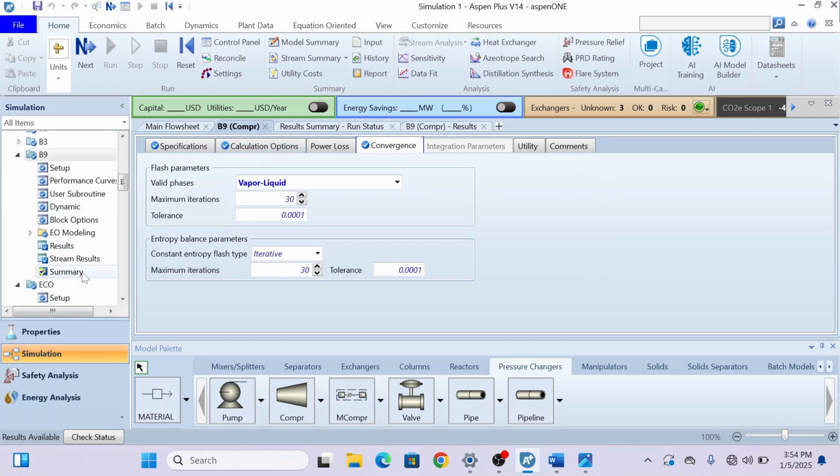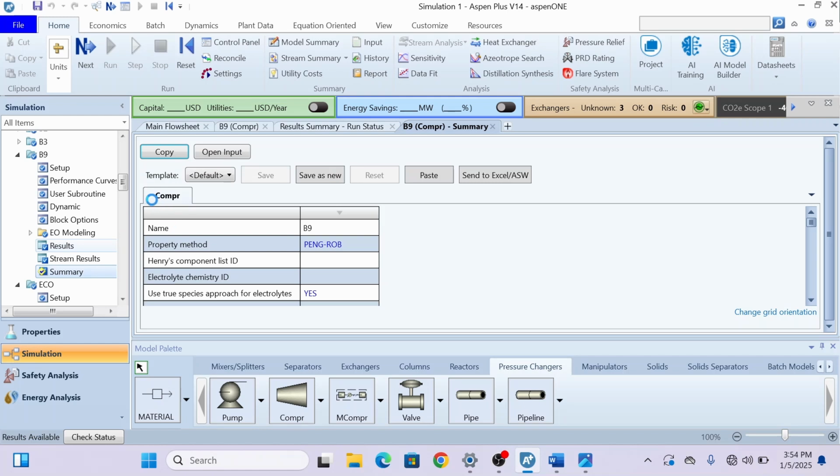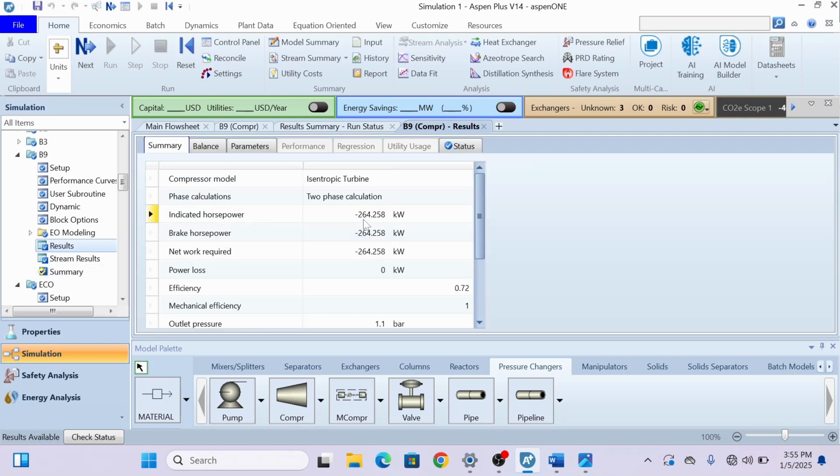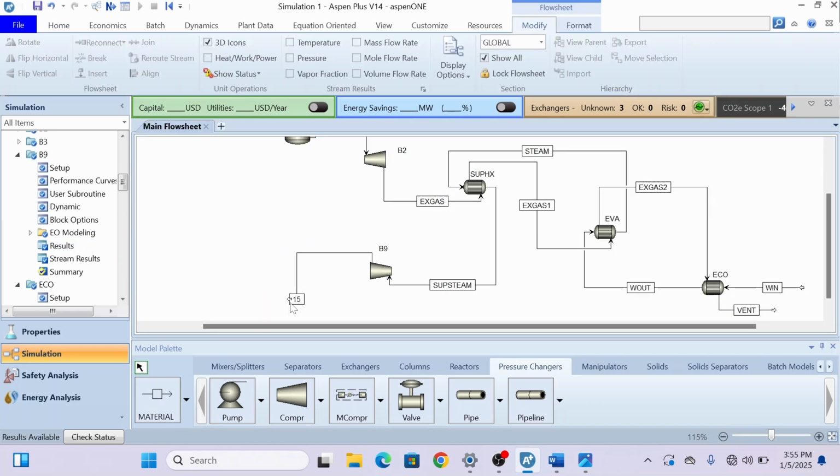Again, go to this result summary. Go to the summary. Sorry, go to the results. So that is the amount of power being produced, and you can use this power or steam as per your requirement. Now in the last thing, our task is to condense this stream and reuse it in this economizer as a water inlet, and then there will be a closed loop.